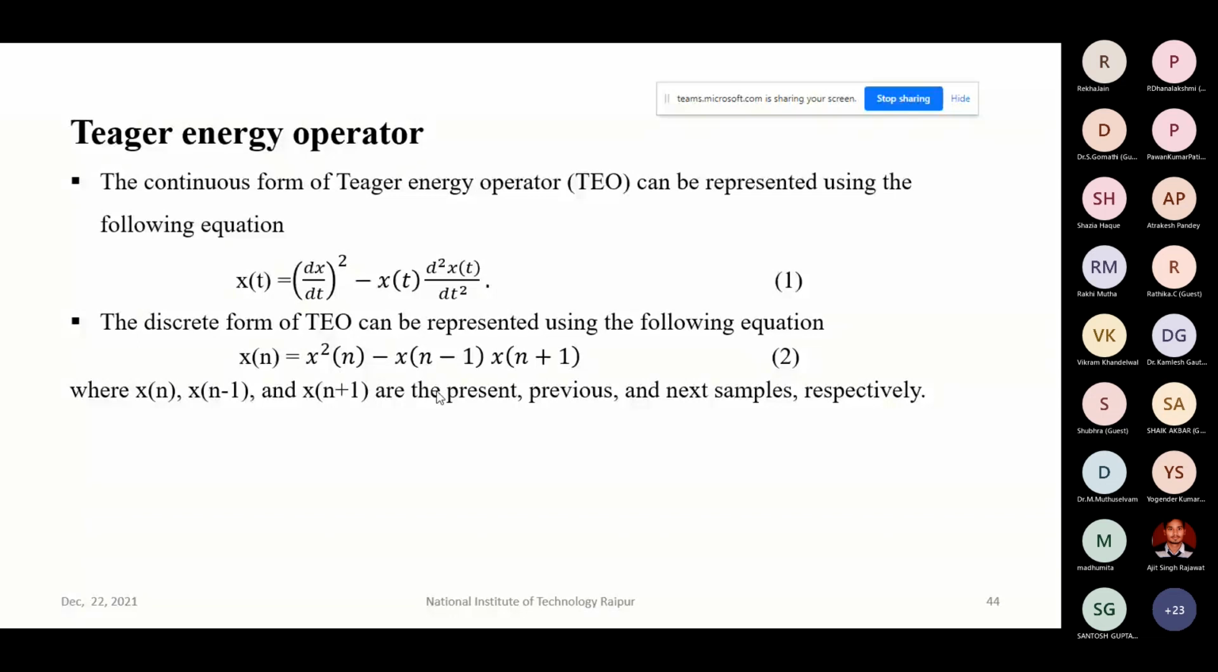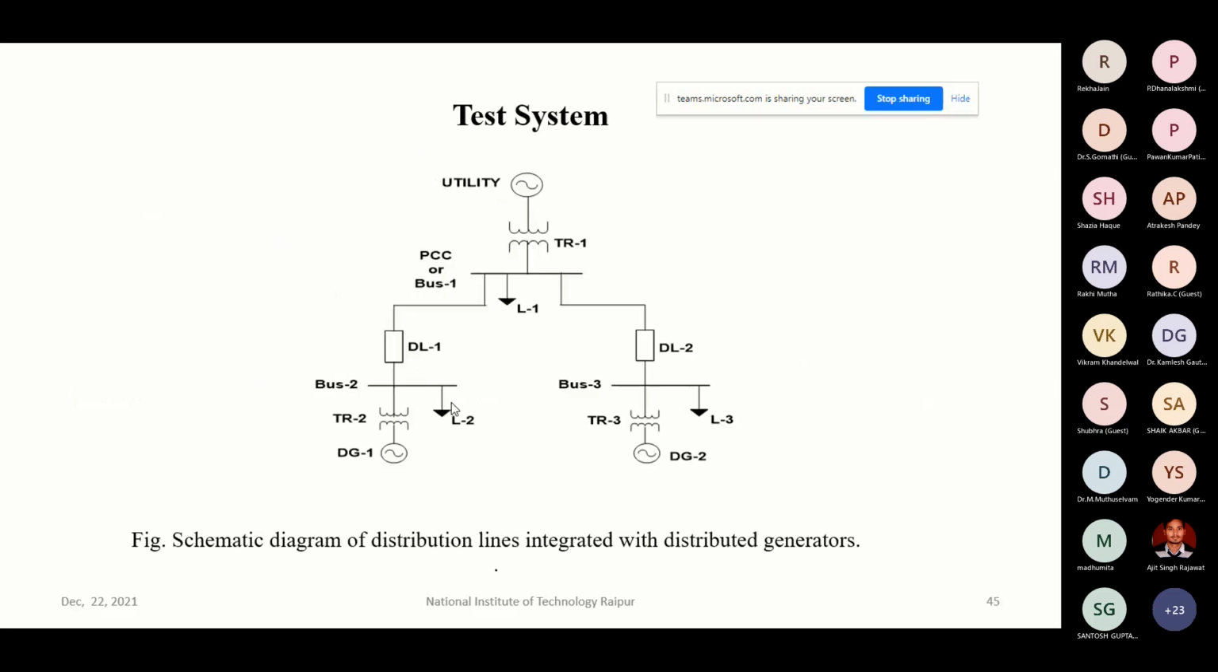Where n plus 1, n minus 1 and n represent the sampled value of either the current signal or voltage signal that is taken as input. So here it is the present, previous and next sample to get the Teager energy value of the current signal. With three samples, previous, current and next, we can calculate the Teager energy value using TEO.